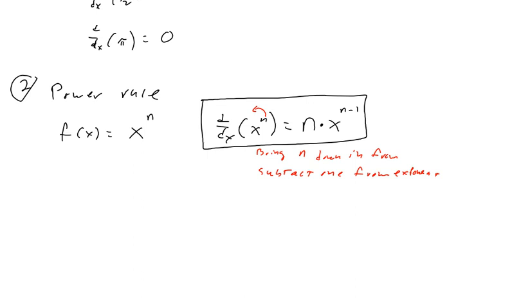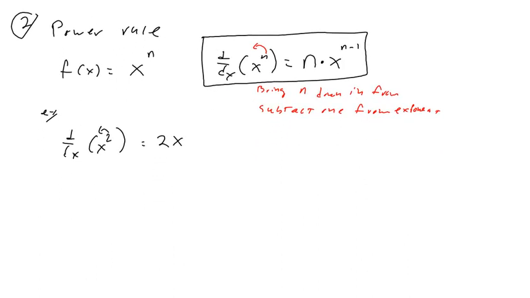So some examples: if I have the derivative of x squared, bring the 2 down in front, so it's 2 times x to the power of 2 minus 1, which is 1. So the derivative of x squared is 2x. Oh my god, I could have been doing this the whole time? Yeah, you could have been doing this the whole time.